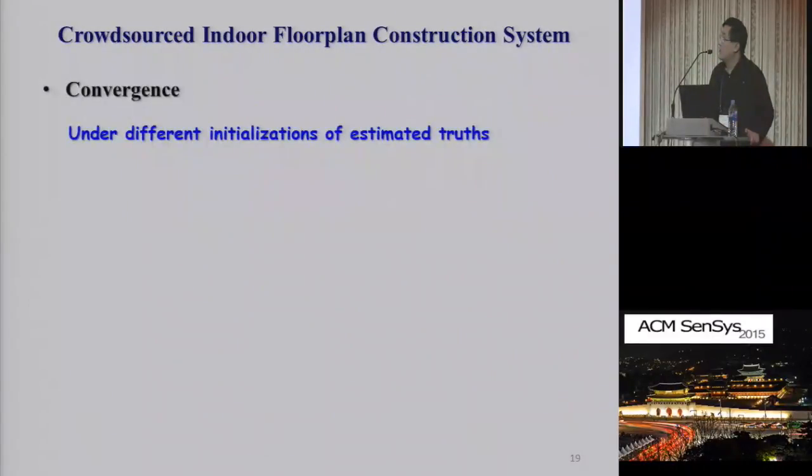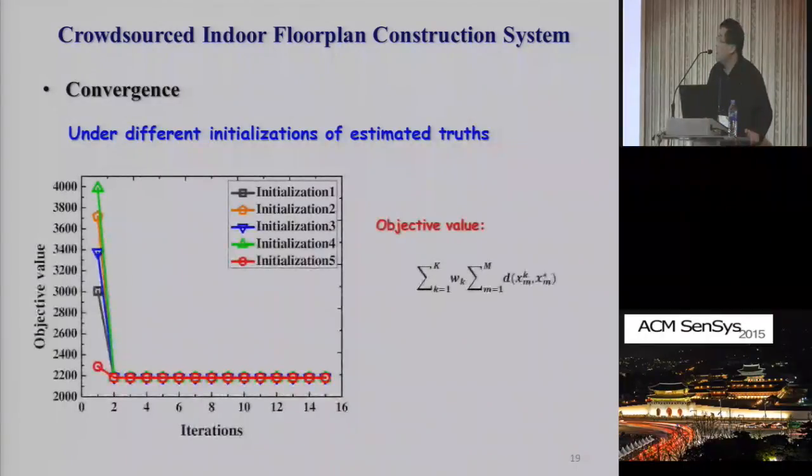And we also studied the convergence of the proposed scheme. In this case, we tried different initializations of the estimated truth, and we use this formula to calculate the objective value. And as you can see in this figure, no matter how we initialize the objective value, the proposed scheme can converge within a couple of iterations.